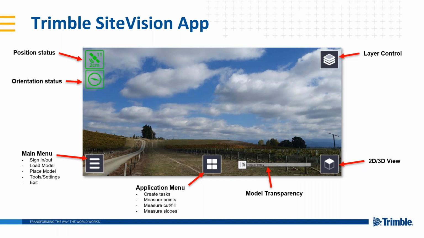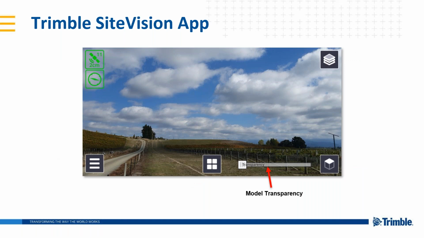And then last but not least, on the bottom right is the main menu, and that's the one that I showed on a previous slide that allows you to do things like load a model. If you don't have an automatic placement, you can select to do a measured placement or a manual placement, and that's where the various settings exist as well. But let's focus our attention for a moment on the model transparency slider.